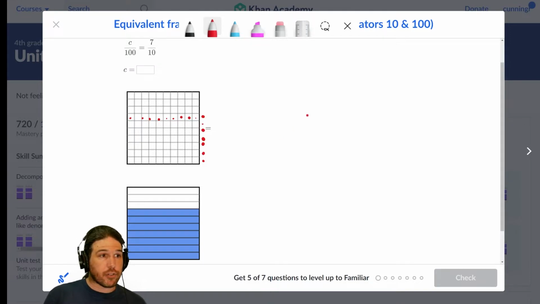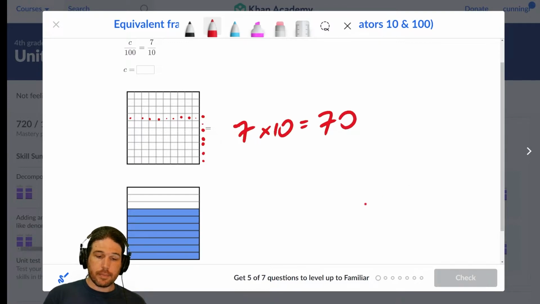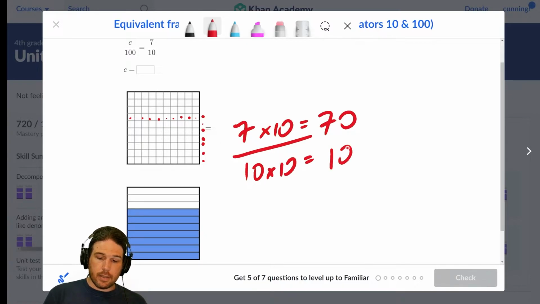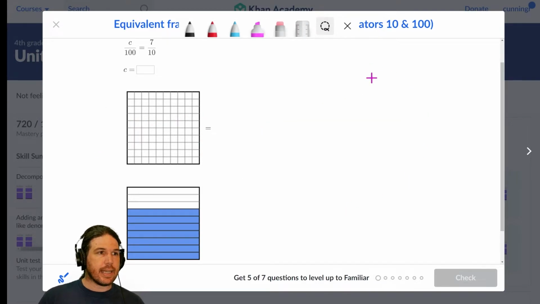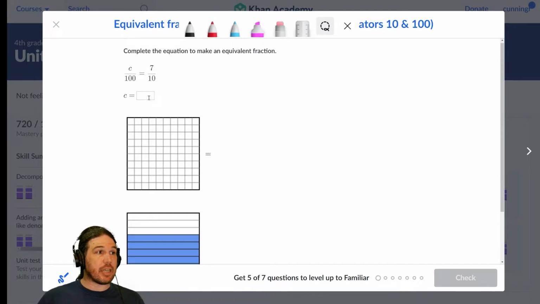Well, the total number of squares would be 7 times 10 equals 70, out of 10 times 10 equals 100. It's just the same kind of common denominator finding that we've been doing. Okay? So 7 out of 10 is the same thing as 70 over 100, which, fun fact, is the same thing as 70%, which we will talk about later on. It turns out the word percent just literally means divided by 100. We'll get to more on that later on.